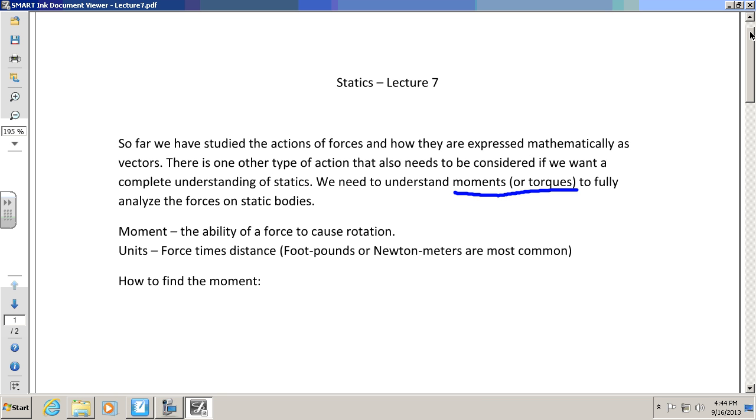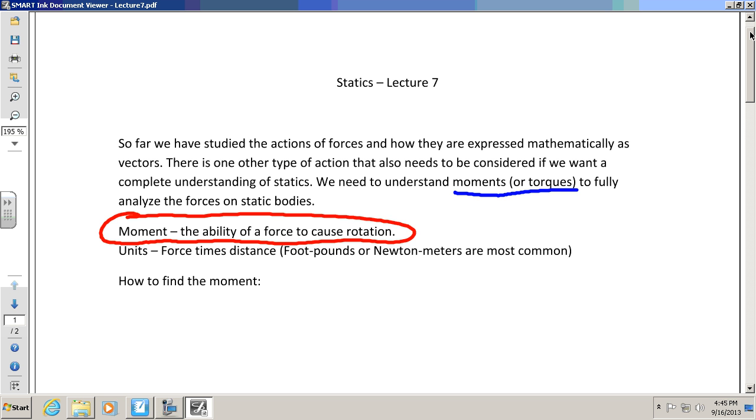So, what is a moment? What is a torque? Basically, it's the ability of a force to cause rotation. We haven't been looking at that much. We haven't talked about rotation yet. But we have to understand this part in order to fully understand statics. The ability of a force to cause rotation.